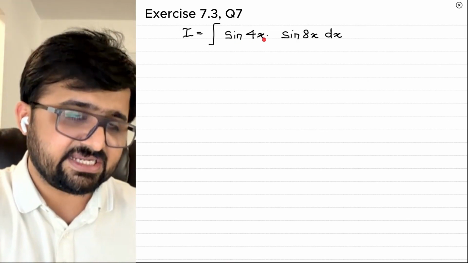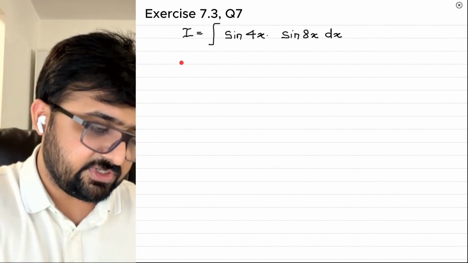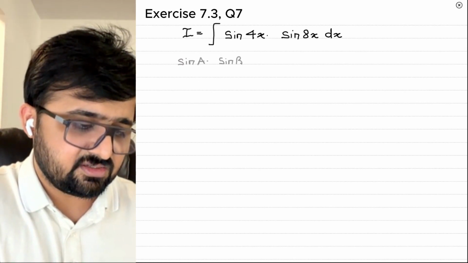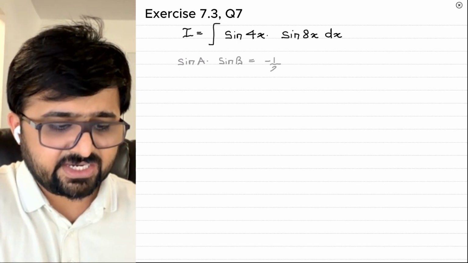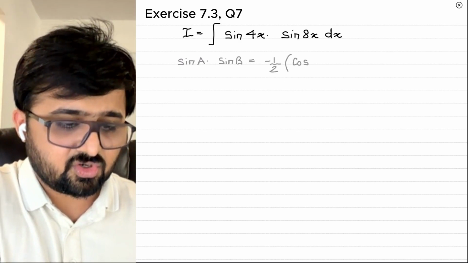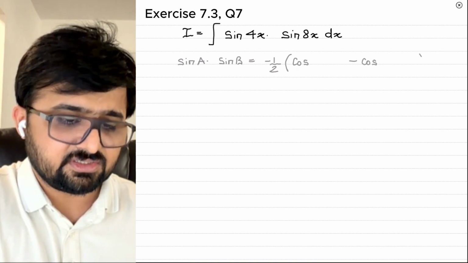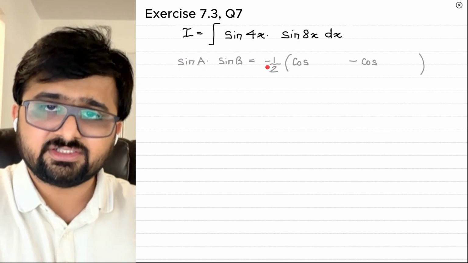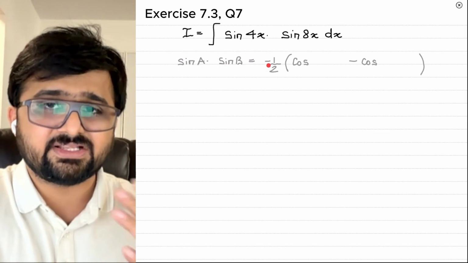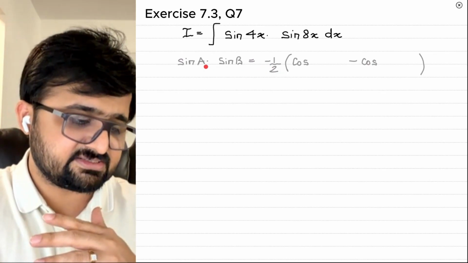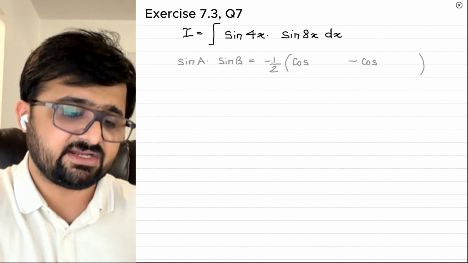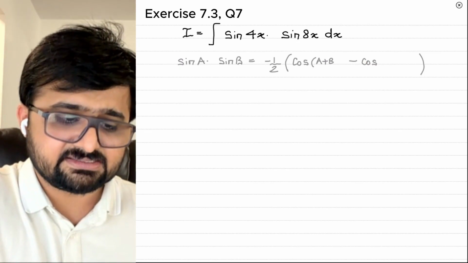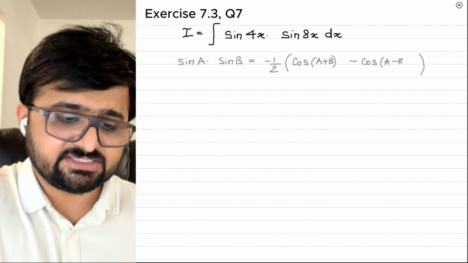We also know for sine and sine, the de-factorization formula, if it is sine A into sine B, is minus half cos minus cos. Sine and sine is the only formula where there is minus half. All the other combinations of sine and cos start with plus half, but just the sine and sine combination starts with minus half. The formula is minus half cos minus cos, and the angles are A plus B and A minus B.